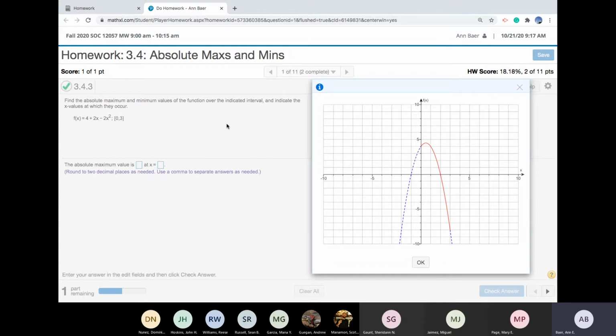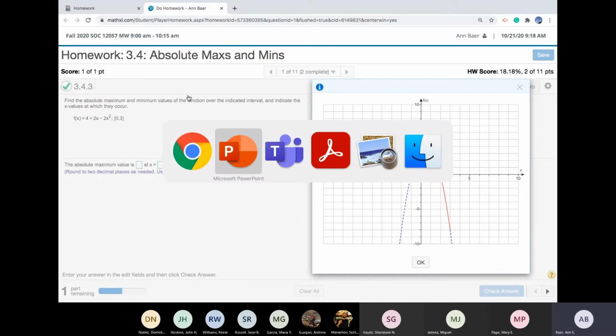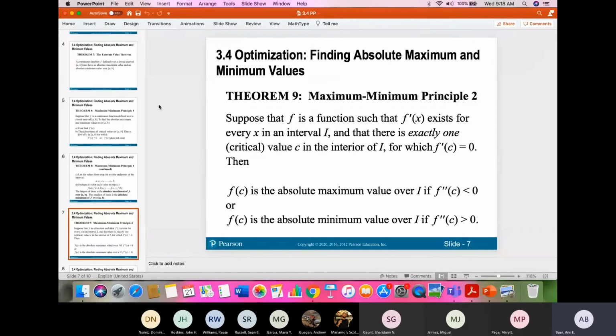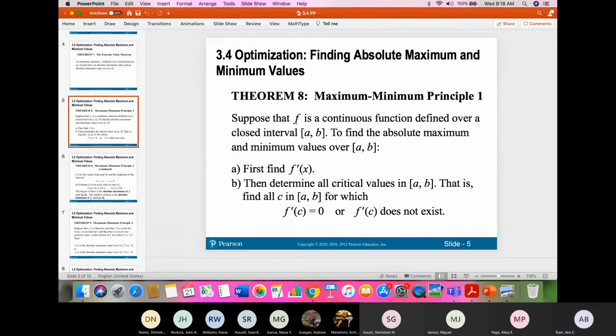At first, I tried to guess what the numbers were just by looking at the graph. It did not work for me, so you want to keep that in mind. What you want to do is find the critical numbers. You want to start by going through that process that we looked at in our PowerPoint. And just to remind us, what was our process? This is the situation we're in: we have f, a continuous function defined over a closed interval. Find the absolute maximum and minimum values over [a, b].